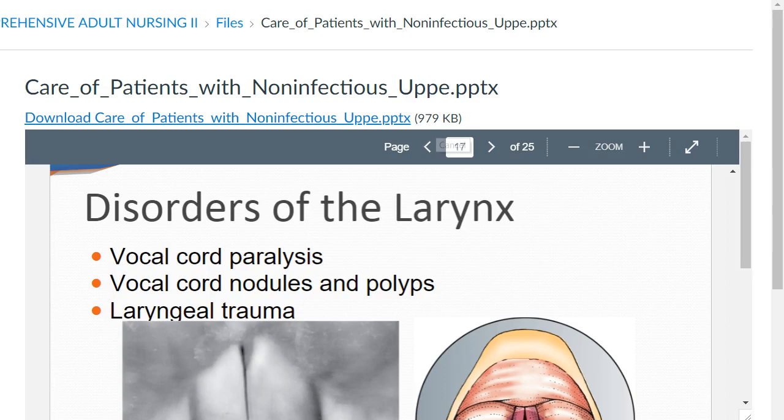If there's a vocal cord paralysis, it really is a risk for aspiration for the patient, because what happens is they don't close during swallowing. So it's recommended that the patient hold their breath.